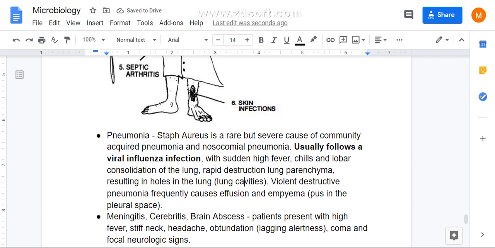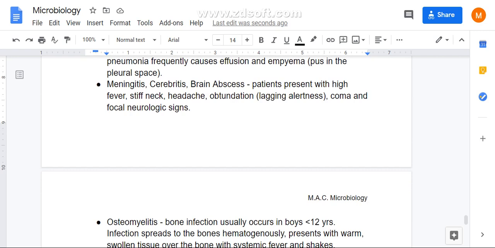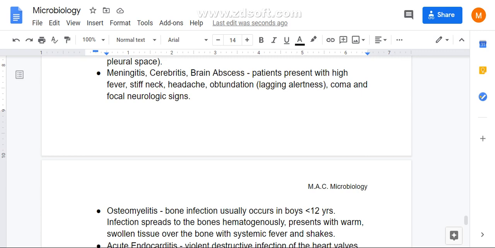Okay. We have meningitis, cerebritis, or brain abscess. So a patient presents with high fever, stiff neck, headache, obtundation, or lagging alertness. So they're kind of all over the place. Coma and focal neurologic signs. So I guess they can't react to certain stimuli as a person normally would.